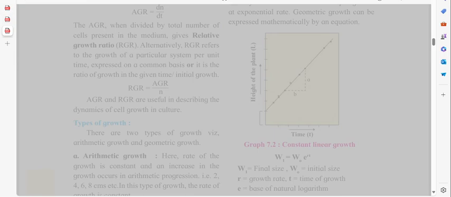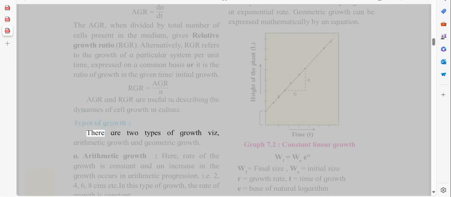AGR is equal to dn/dt. The AGR, when divided by total number of cells present in the medium, gives relative growth rate, RGR. Alternatively, RGR refers to the growth of a particular system per unit time, expressed on a common basis, or it is the ratio of growth in the given time to initial growth. RGR is equal to AGR divided by the number of cells. AGR and RGR are useful in describing the dynamics of cell growth in culture.